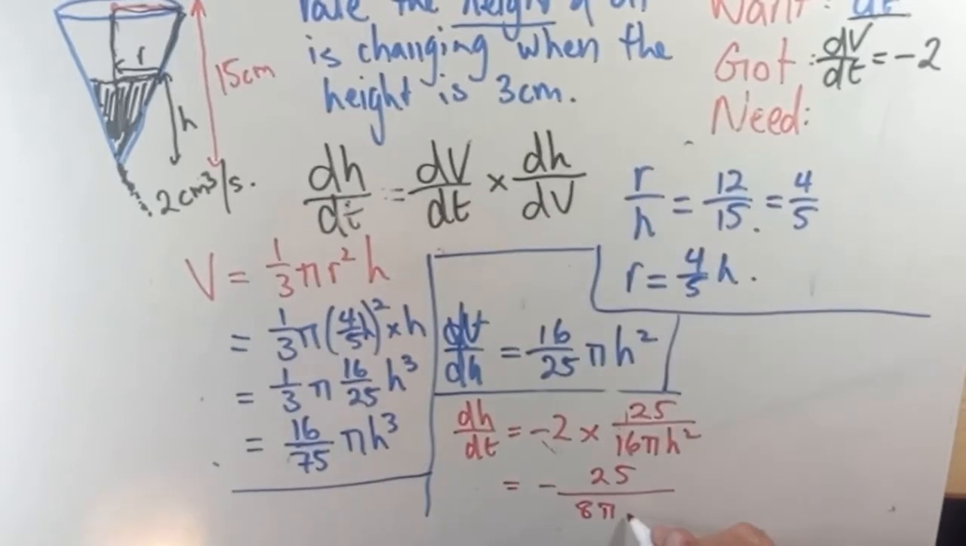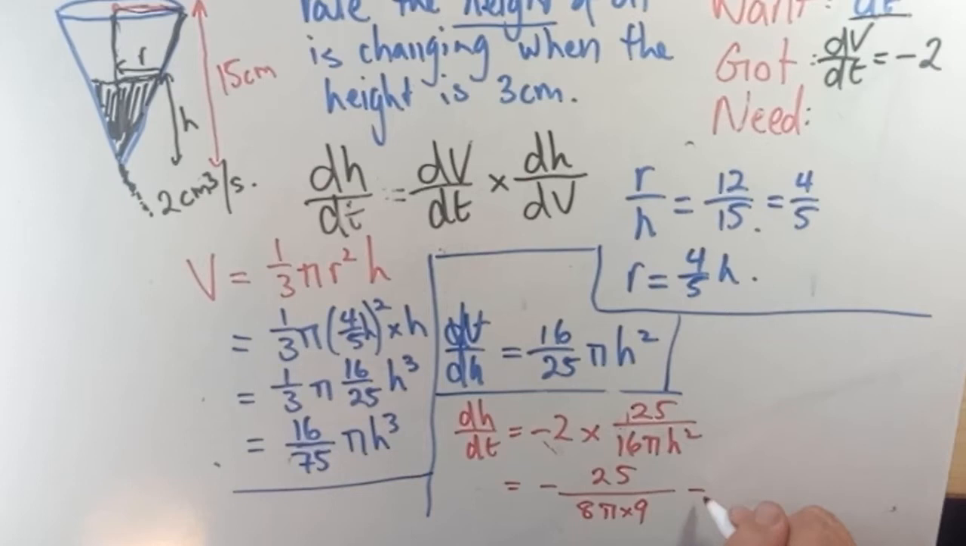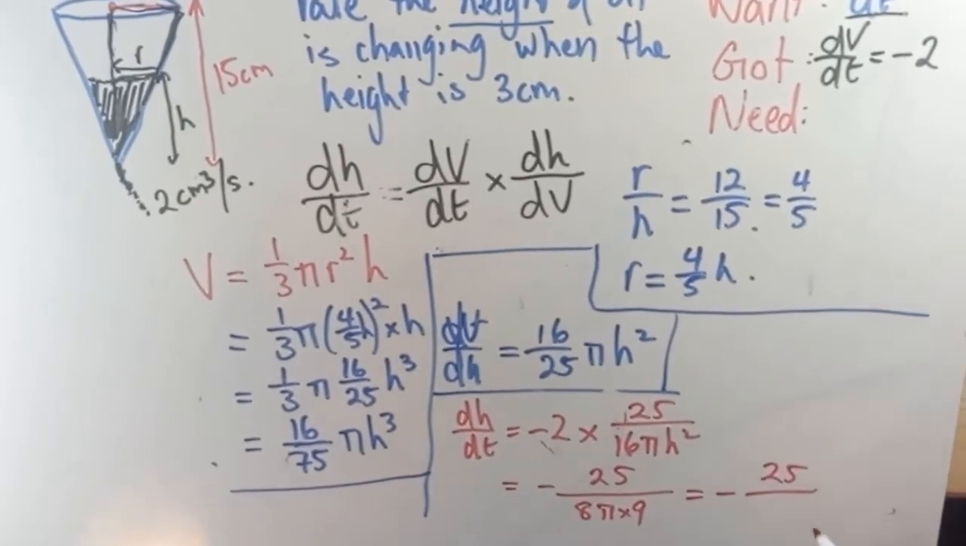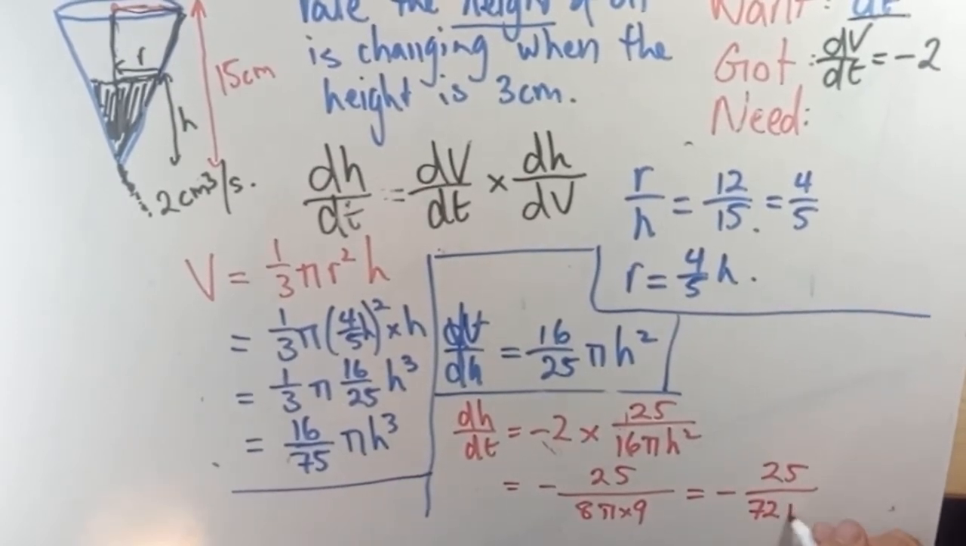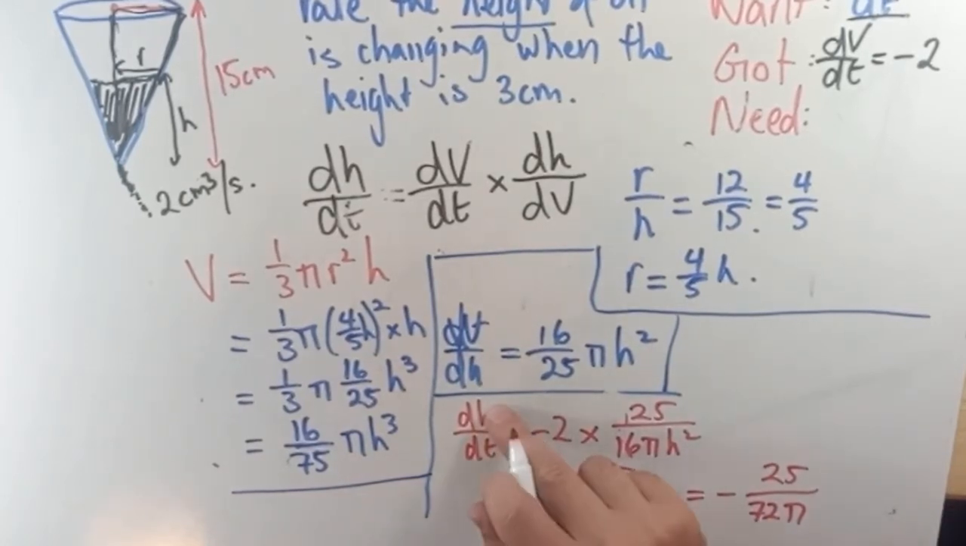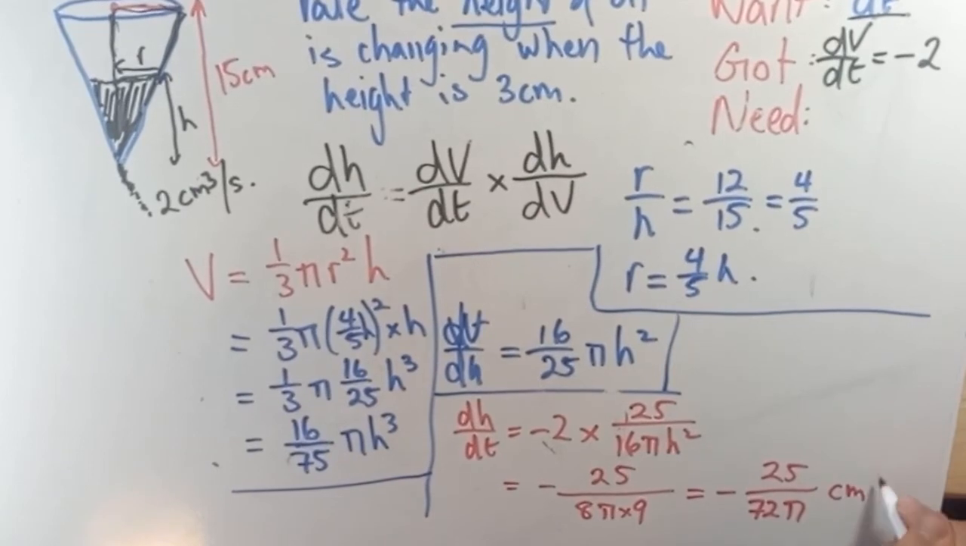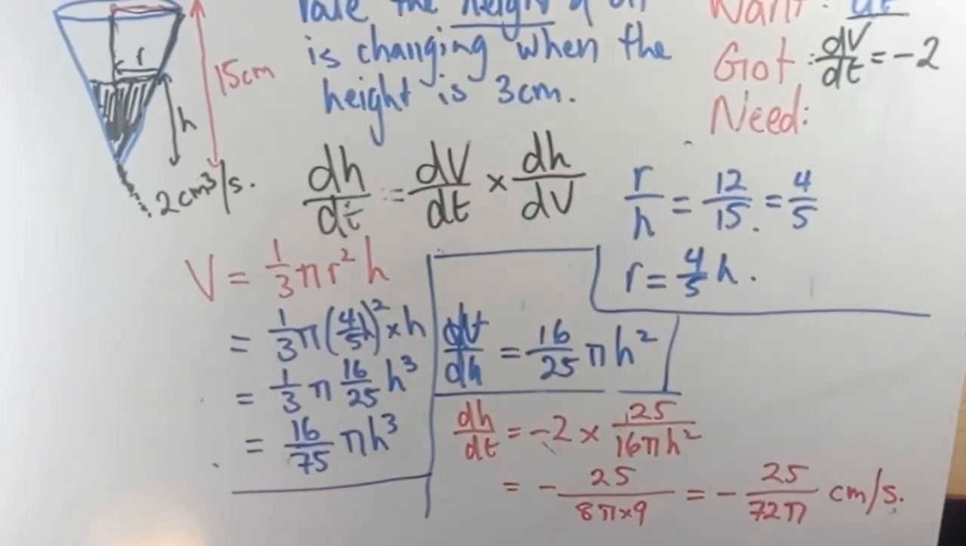What do I want? h is 3, so 3 squared is 9. So I get negative 25 on 72 pi. Let's leave it there. What are the units? dh is in centimeters, so it's centimeters per second. Let's call that done.